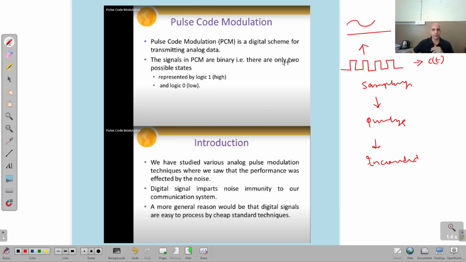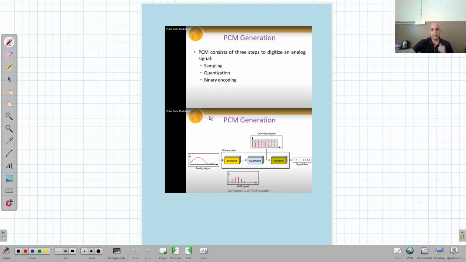So this is the entire scenario of pulse code modulation. Pulse stands for this pulse, code means encoding, and modulation means this information is modulated with this pulse train, right? So I'm going to the next slide. These are the different steps that are included in PCM.